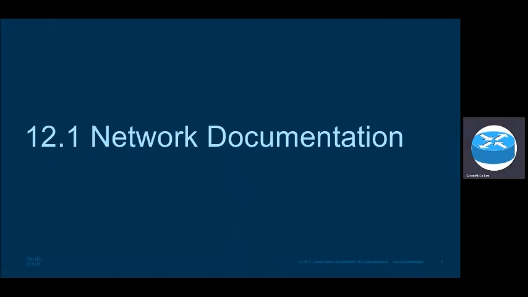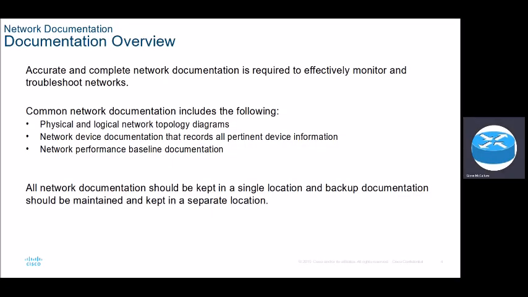All right, so documentation. Accurate and complete network documentation is required to effectively monitor and troubleshoot networks. Common network documentation includes the following: physical and logical network topology diagrams, network device documentation that records all pertinent device information, and network performance baseline documentation. All documentation should be kept in a single location, and backed up documentation should be maintained and kept in a separate location.